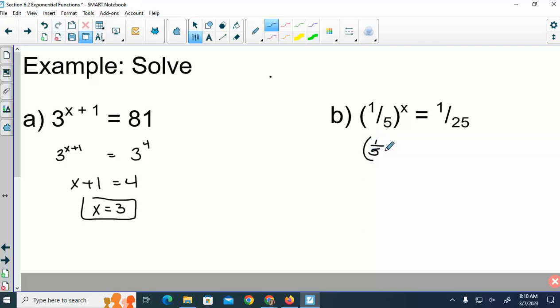Okay, so there's really 2 different ways to do this. If we keep it as 1/5, the question is 1/5 to what power would equal 1/25? 2. 1 squared is 1, 5 squared is 25. So x equals 2.